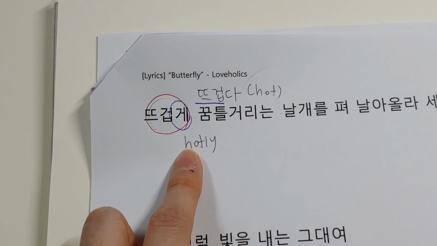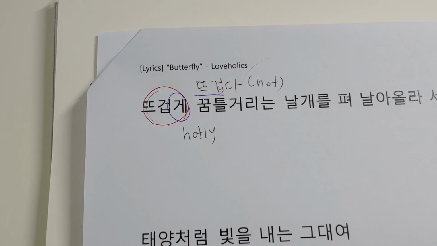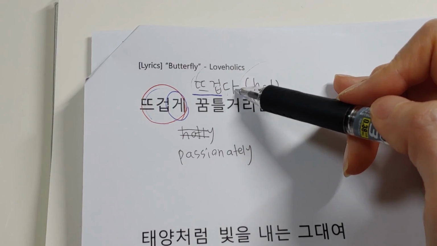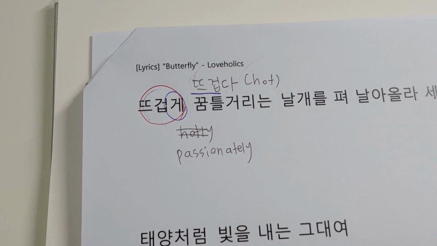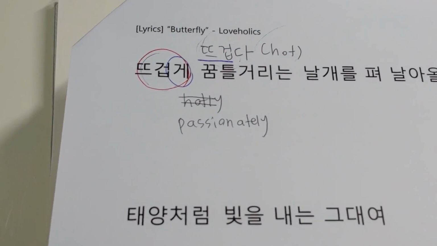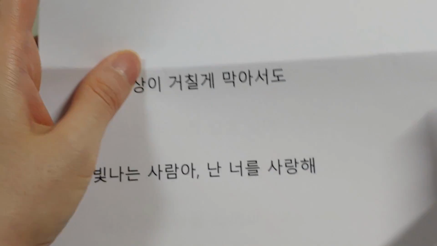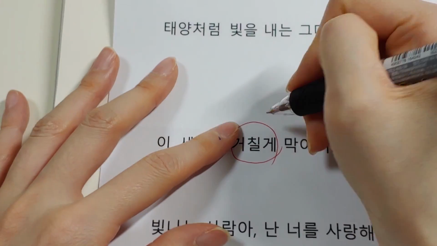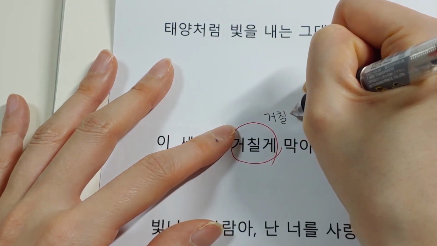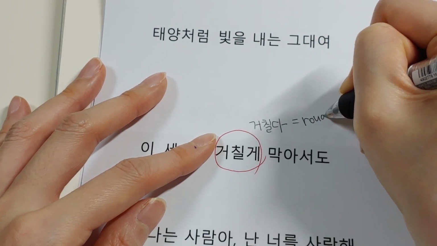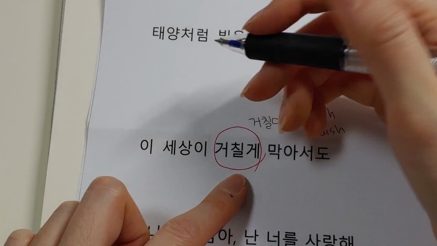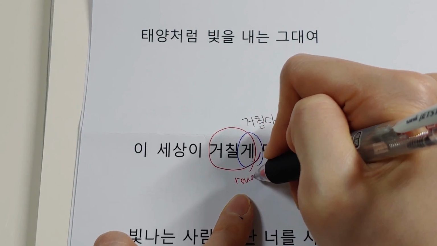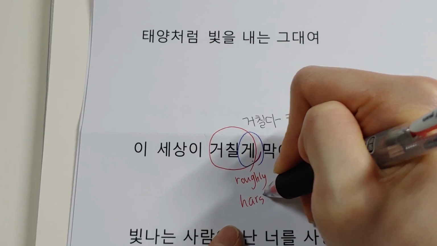But this way the literal translation sounds weird. So a more correct meaning in this context would be passionately. Because we use 뜨겁다 to mean your passion is hot. So that's how you make an adverb. And there's also another adverb on this page, which is, as you can see here. And the adjective 거칠다 means like something is rough, like harsh or violent. And again, by putting 게 here, it's made into an adverb, roughly or harshly.